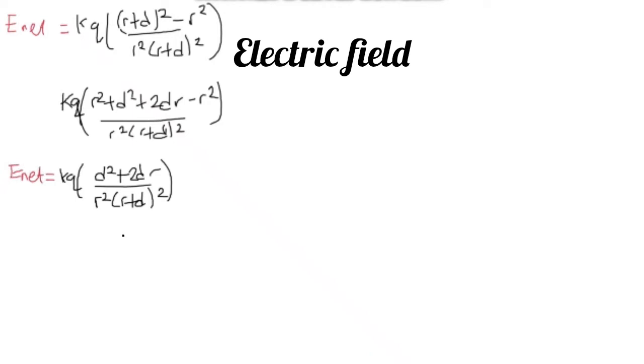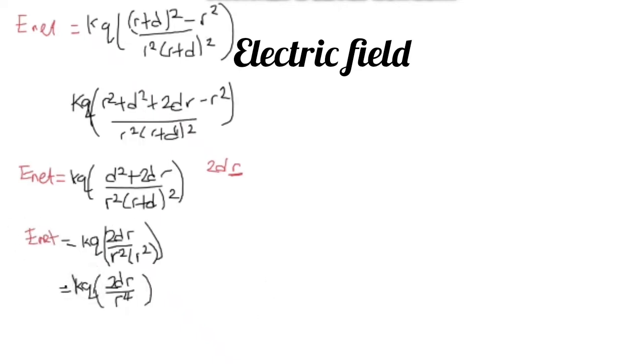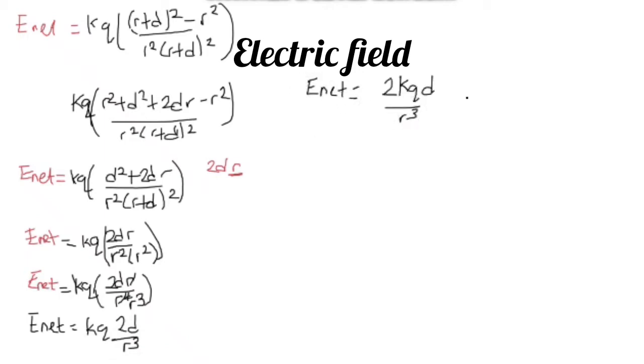So now we can neglect the d because we won't get 0. If we had neglected d from the beginning, we would have missed this very big term, 2dr. R is a very large number, so neglecting it would have thrown us completely off the answer. So let's continue. E is equal to Kq times 2dr over r square times r square. E is equal to Kq times 2dr over r raised to the power of 4. R cancels r raised to the power of 4, which leaves r cubed. E is equal to Kq times 2d over r cubed, which is equal to 2kqd over r cubed. E net is equal to 2kqd over r cubed.